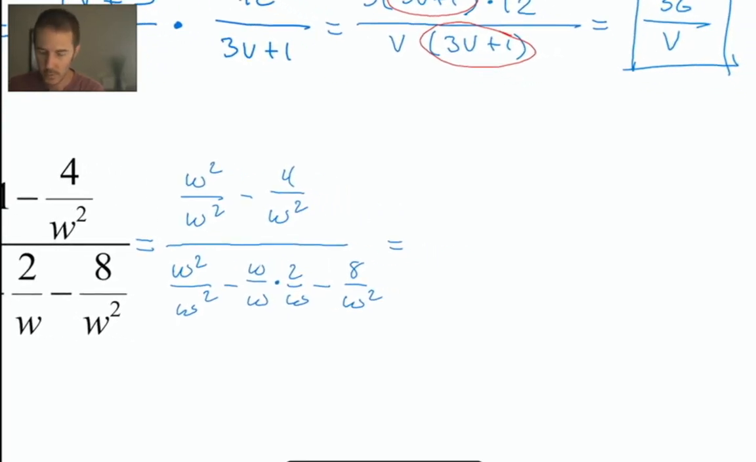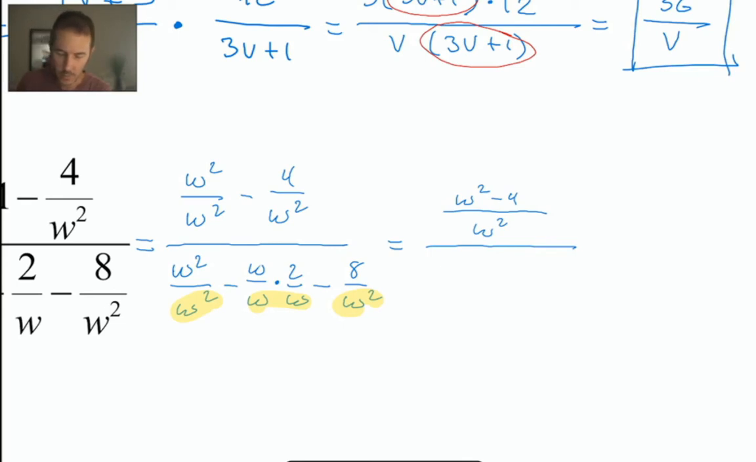And now in the big numerator, we already have a common denominator, so we can write that as w squared minus 4, all divided by the common denominator of w squared. And in the big denominator, look at this. Here I've got a denominator of w squared. Here I've got w times w, which makes w squared. Here I've got a w squared. So we do have a common denominator in the big denominator.